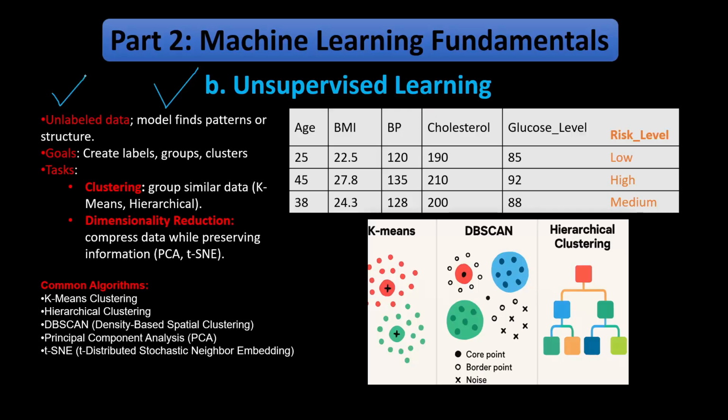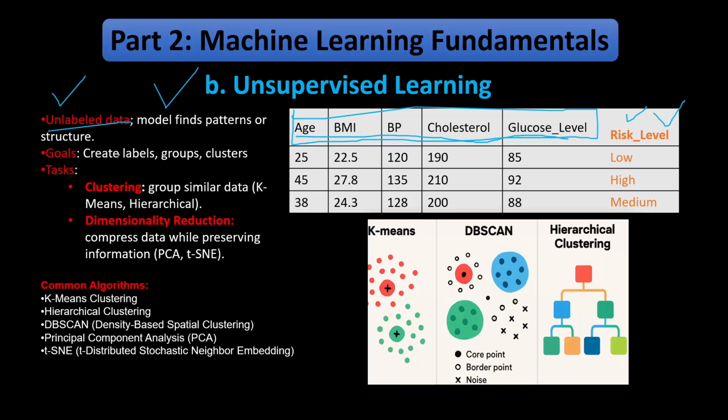Now the second type is unsupervised learning. So the first step is data. Here, instead of labeled data, we use unlabeled data. Unlabeled data is a type of data where you have only input features without a target column or predefined labels. Let me repeat: in unsupervised learning, we use unlabeled data, where you have only input features without predefined labels or target column. You have to create the target column during training.